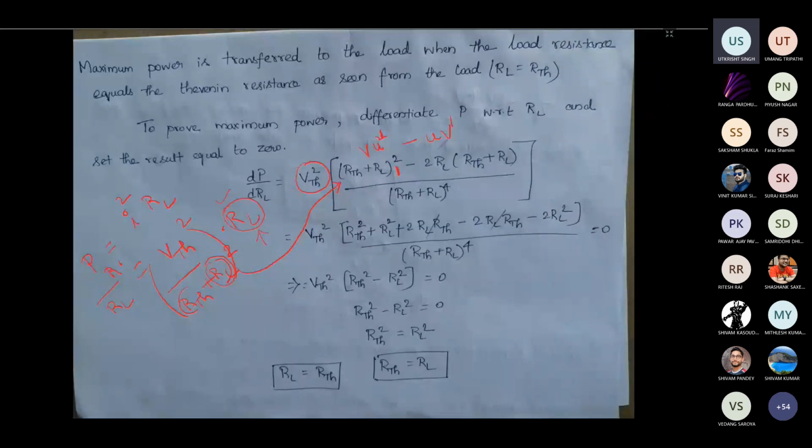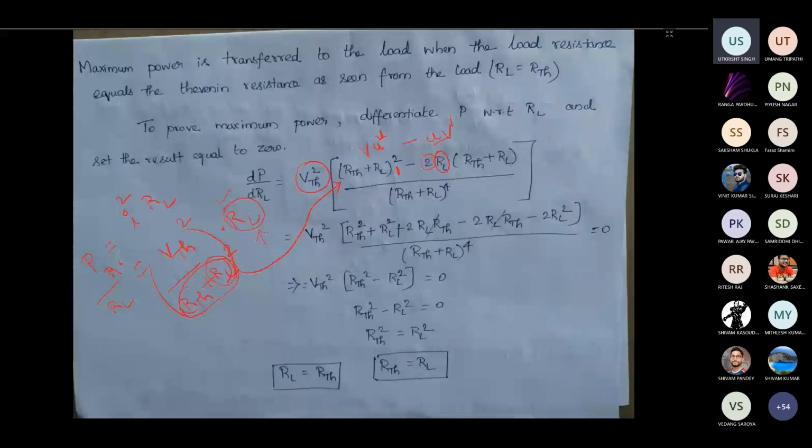Then you are getting U V dash. U is nothing but RL, I have taken it as it is. Then in the denominator you get (RTH plus RL) the whole square. That is, I have taken the differentiation. I have written it as 2 into (RTH plus RL), divided by V square, that is given by (RTH plus RL) to the power 4.